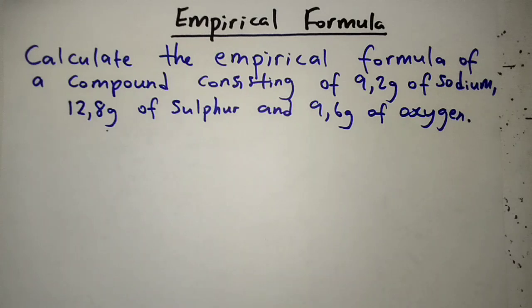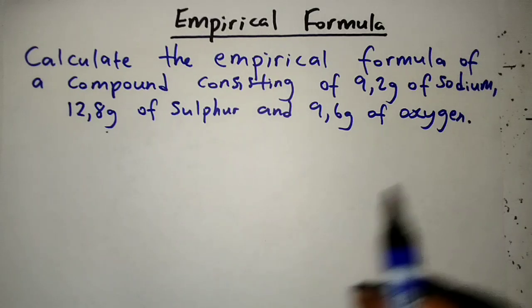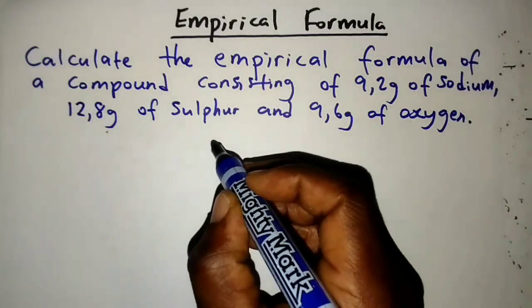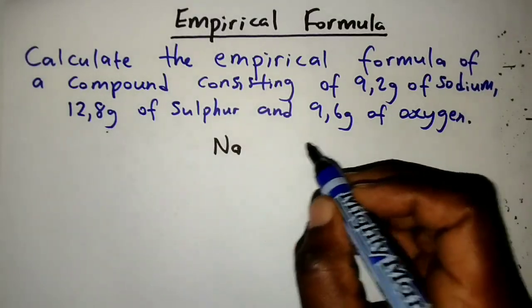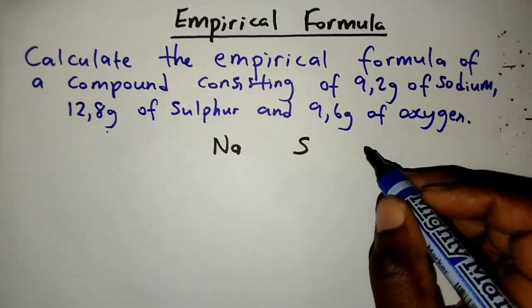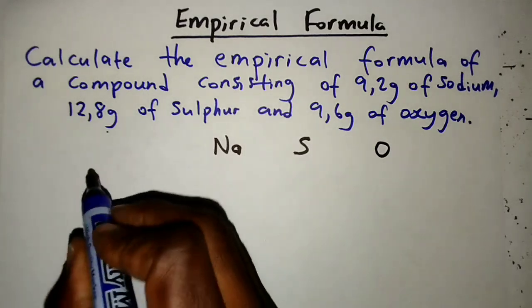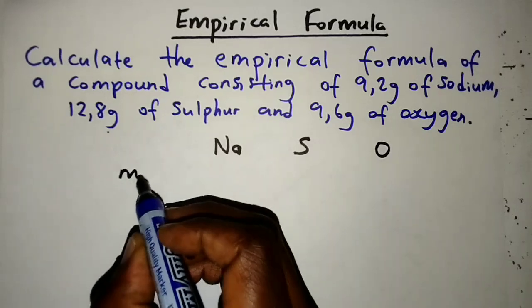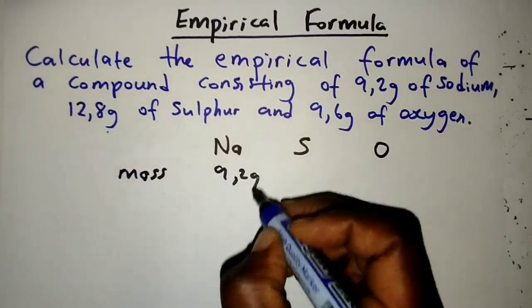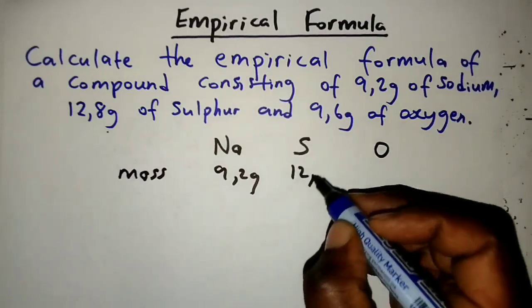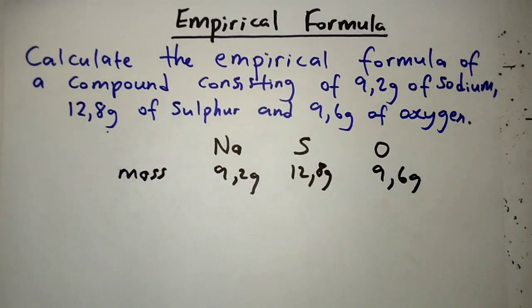So let us proceed. First of all, we write the symbols of our elements present in this equation. Sodium uses Na, that's the symbol of sodium. Sulfur is S. Oxygen is O. The next thing is to write the masses which you are given in the question. The mass of sodium is 9,2 grams. The mass of sulfur, 12,8 grams. The mass of oxygen, 9,6 grams.